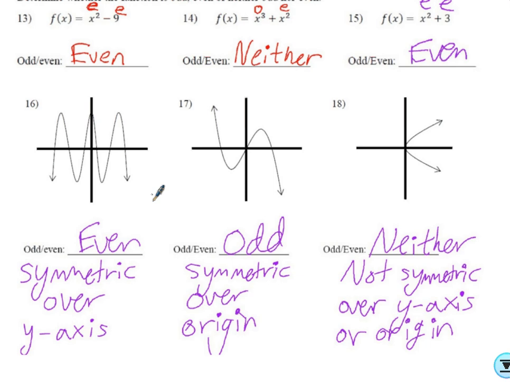As a reminder, even means symmetric over the y-axis. So number 16 is symmetric over the y-axis, which is even. 17 is odd. Odd functions are symmetric over the origin. An easy way to know if it's odd is you flip it upside down. If it looks exactly the same, then it is odd. Number 18, this one is neither. This one in particular is symmetric over the x-axis, but that doesn't have any special name. For even, it's symmetric over the y. For odd, it's symmetric over the origin. This one is neither.